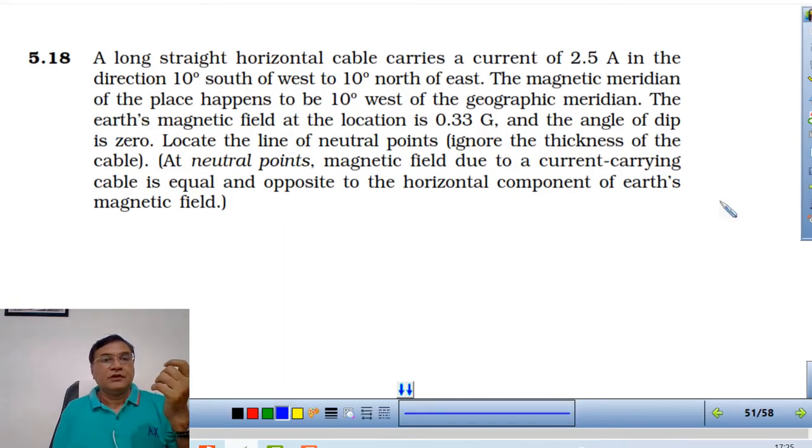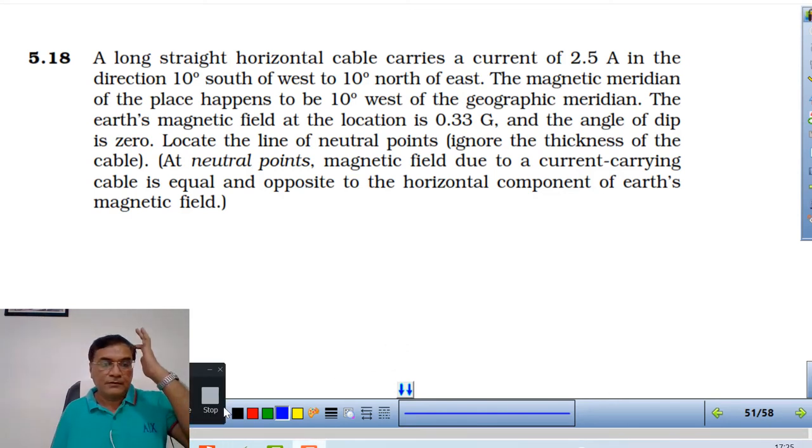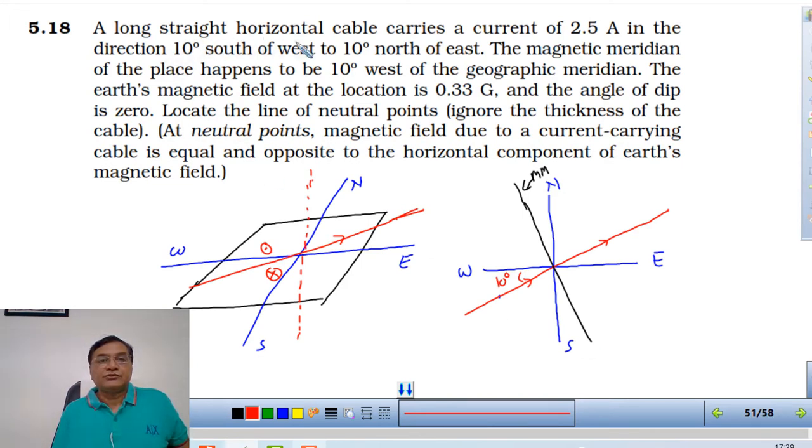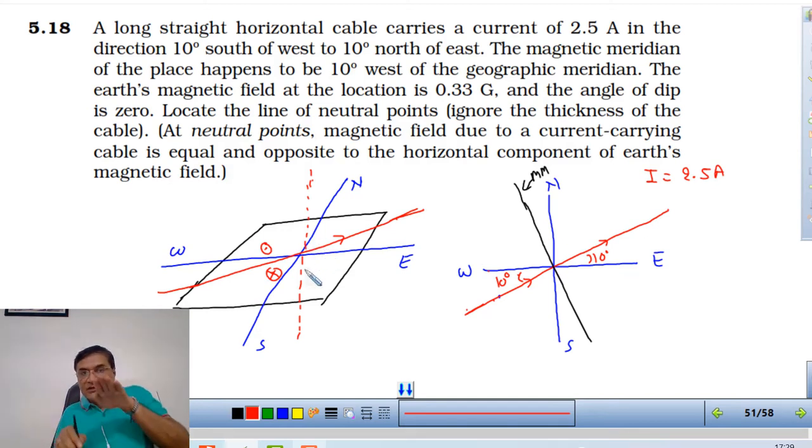A long straight horizontal cable carries a current 2.5 ampere in the direction 10 degrees south of west to 10 degrees north of east. First I prepare the figure. So I is equal to 2.5 ampere, in the direction 10 degrees south of west. South of west means west and then 10 degree toward south; similarly north of east is also 10 degree. So the current goes like this.